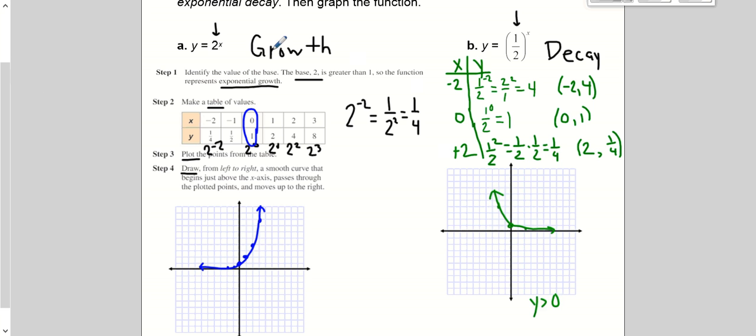We graphed an exponential growth and an exponential decay. Remember, when reading a graph, we go from left to right. So exponential growth, when we go from left to right, is going up. Exponential decay, going from left to right, is going down.